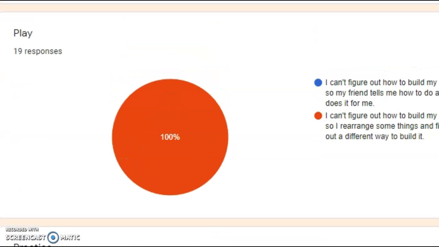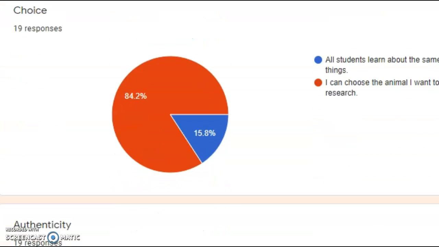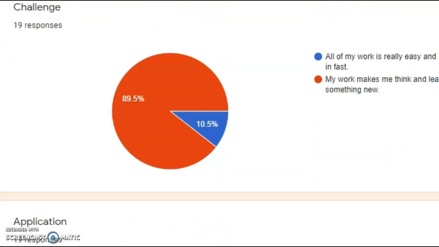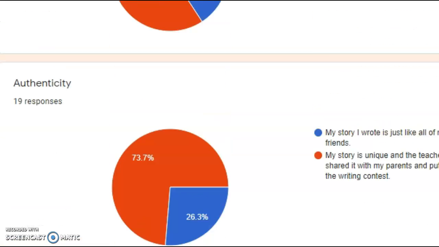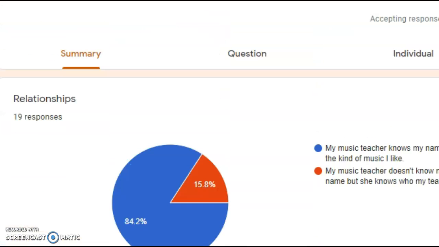So for example, this one was easy. Why do kids want to go to a school where if they can't figure out how to build a tower, they have time to rearrange some things and figure out a different way to build it, rather than going to a school where I can't figure out how to build my tower, so my friend tells me how to do it and then does it for me? So why are these things important? And then some of them even came up with some suggestions on how the teachers can provide those opportunities for them. So it's kind of a cute activity.